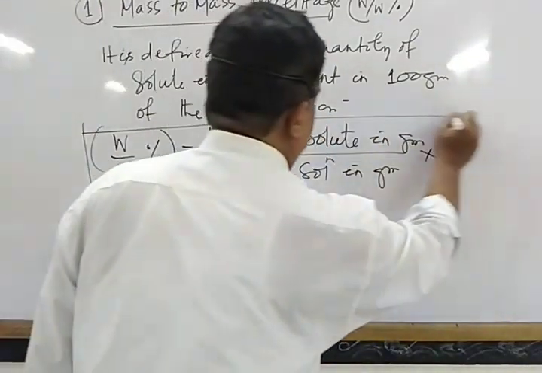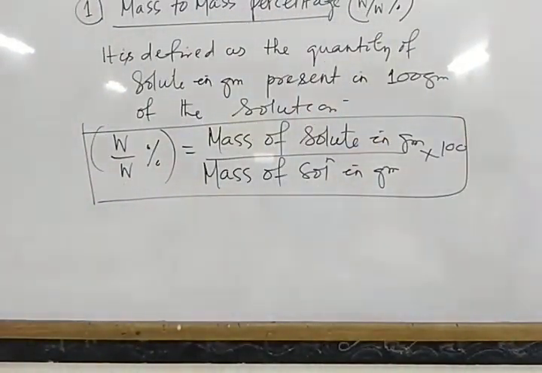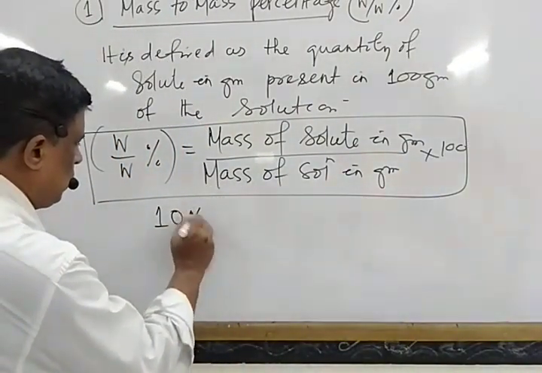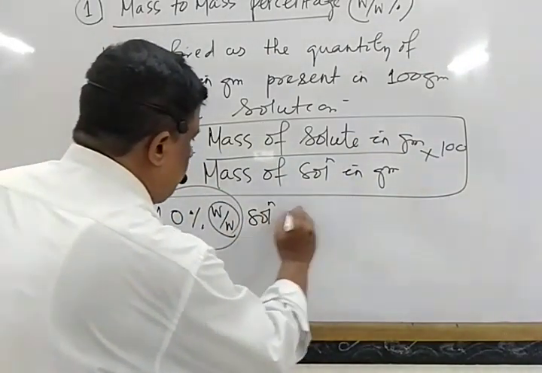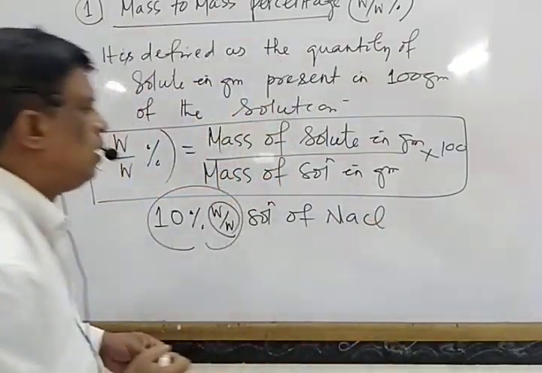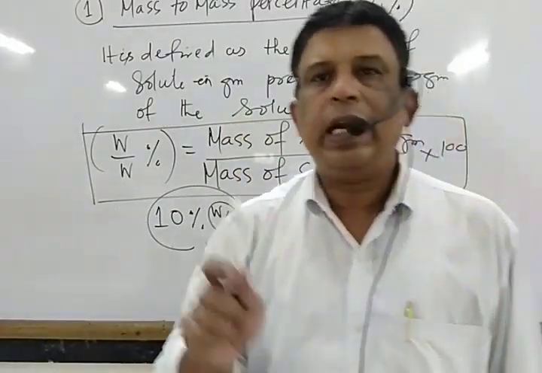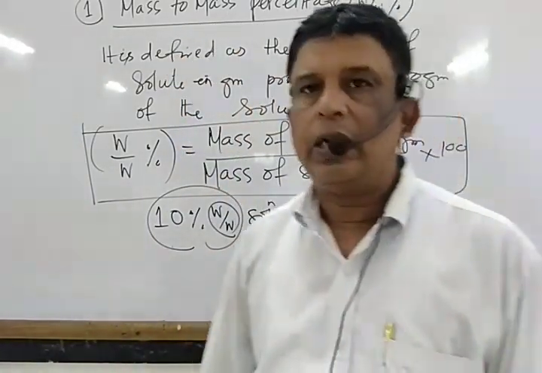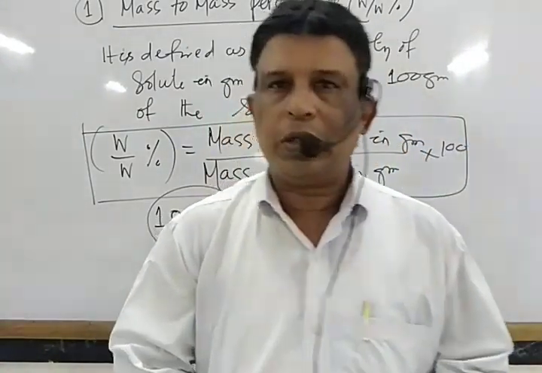Mark that. Mass to mass percentage means mass of the solute in gram divided by mass of the solution in gram into 100. For example, a 10% W/W solution of sodium chloride indicates that 10 gram of sodium chloride is dissolved in 90 gram of water to form a solution. That solution is represented as 10% W/W.